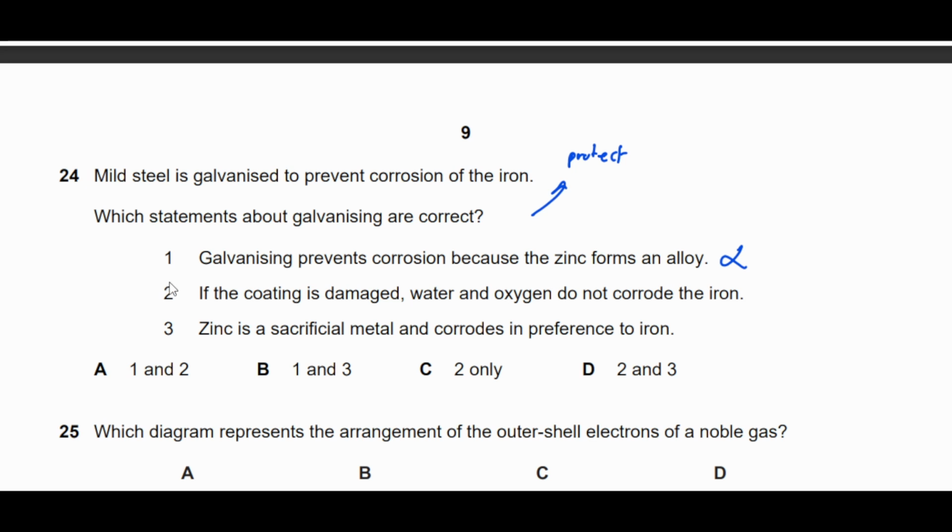That's true. The purpose of galvanizing is to prevent corrosion. Even if the coating is damaged, the water and oxygen do not corrode the iron because zinc is more reactive than iron. Zinc is a sacrificial metal and corrodes in preference to iron. That's correct. So these two are interlinked. This is the reason why it does not corrode the iron. So the answer is D.